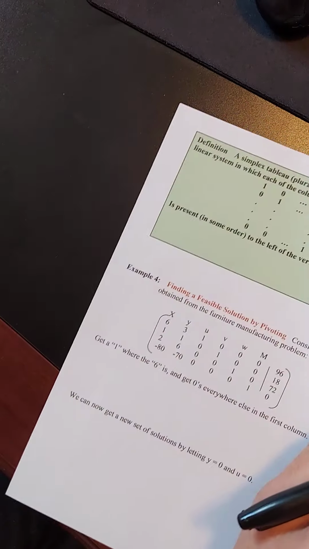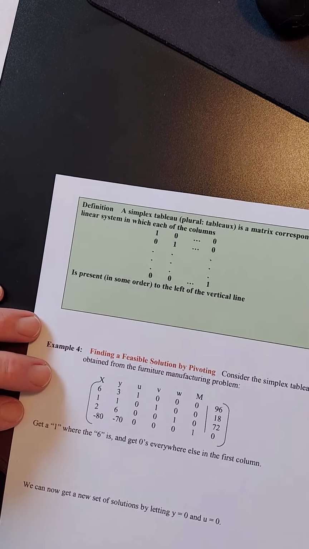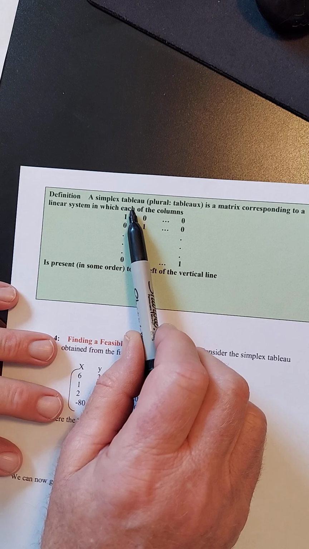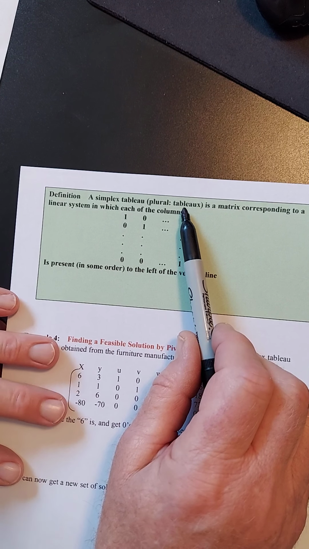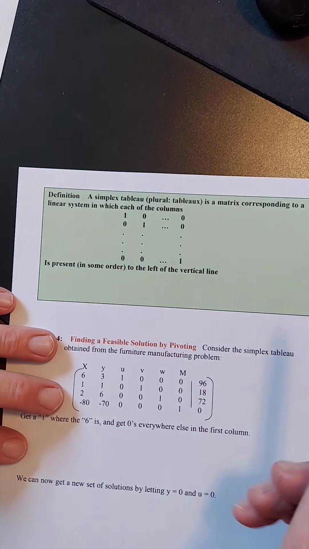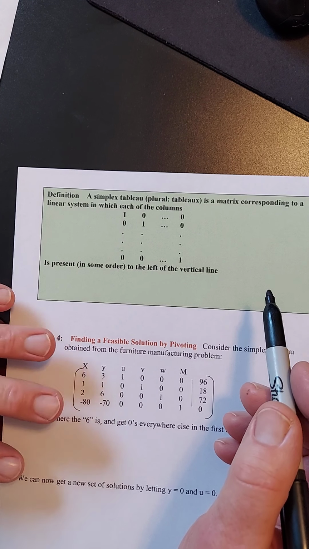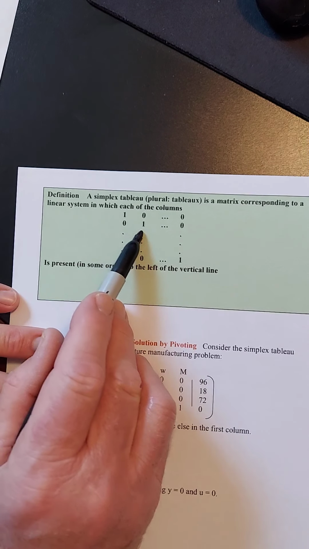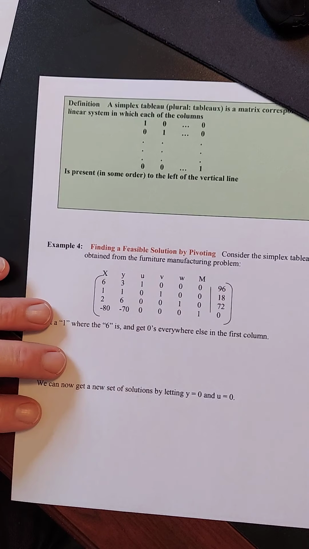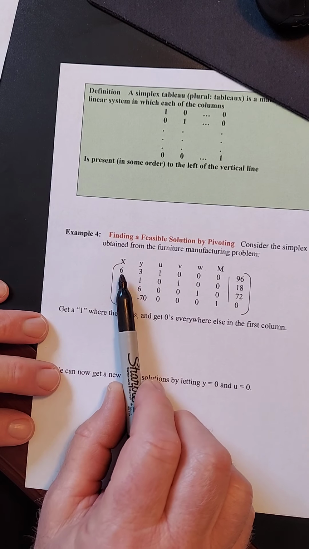Here's the last thing we're going to look at. A simplex tableau, or tableau, is a matrix corresponding to a linear system in which each of the columns, remember, this is kind of what we did in Gaussian elimination, where we try to get the ones lined up and the zeros everywhere else. It's kind of the same thing. Okay. So let's take this problem down here. I'm just going to jump ahead. Let's say we want to get a 1 where the 6 is.